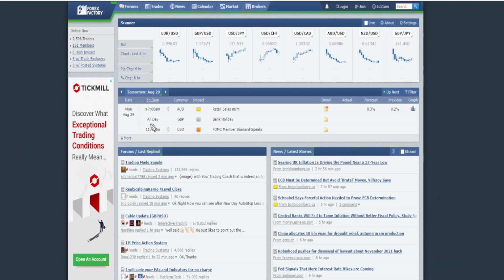And when we look at the economic events planned for Monday, August 29th, we have a bank holiday for the British pound and we have medium impact news planned for US dollar at 11:45 p.m. Let us begin our gold analysis.